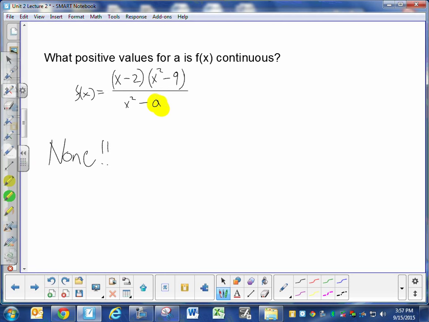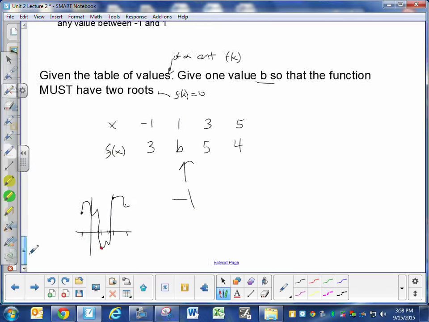But I could plug in any negative values to make this an x squared plus, say, 1. And then if I try to plug in any value for x, it will always be positive. There will never be any discontinuities because this will always be defined. And if it's defined, it's continuous. Okay? So trick question, but keep that in mind maybe in the future.